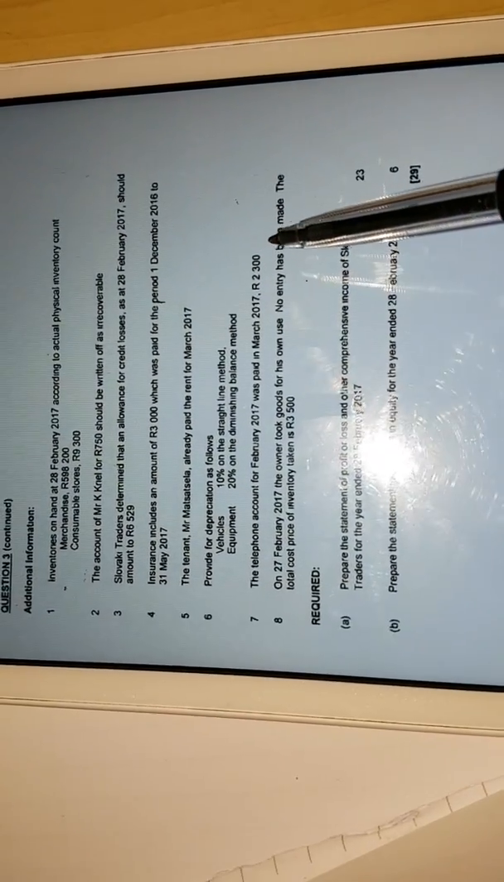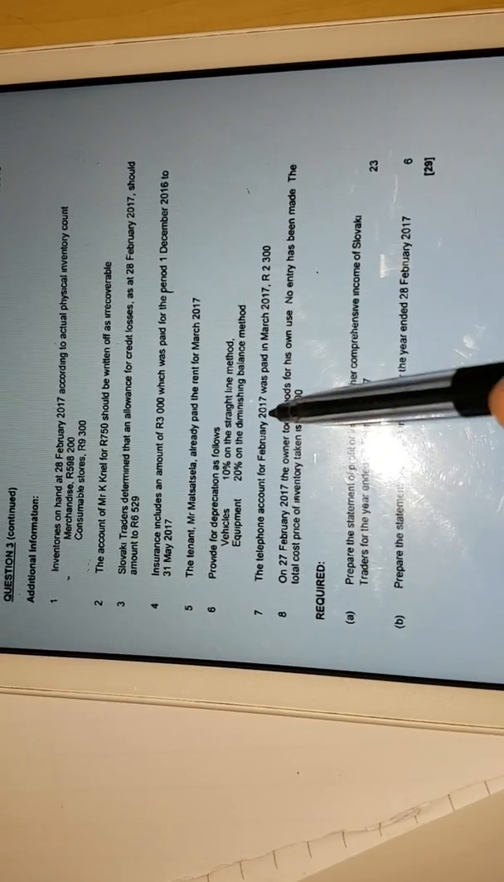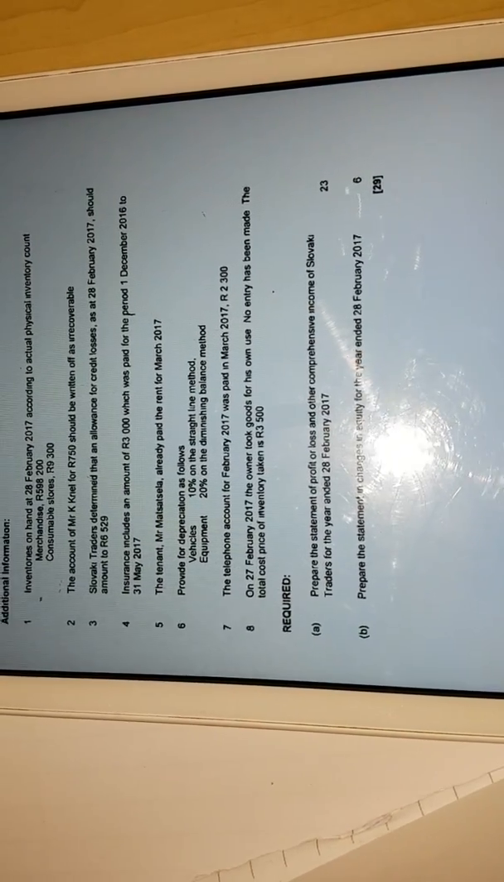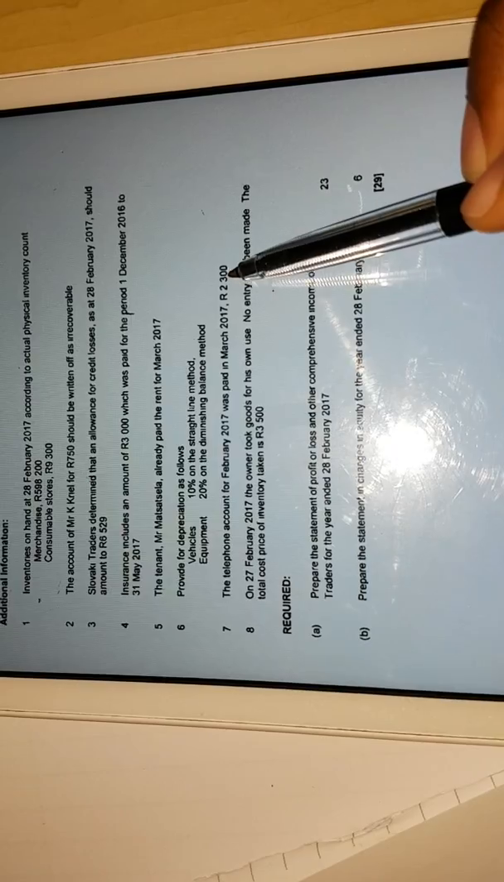You are closing your financial year at February, and then you didn't pay for February 2017, but you paid in another financial year which started on March 2017, because remember your financial year ends at the 28th of February. So now it means you went to another financial year while you were owing the telephone expense of February 2017 of 2,300. So it means this 2,300 belongs to the February 2017 financial year. It doesn't belong to March. Okay, so we need to add 2,300 with the other telephone expenses.